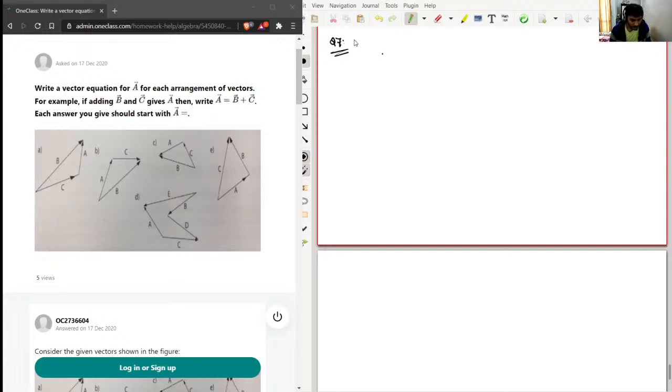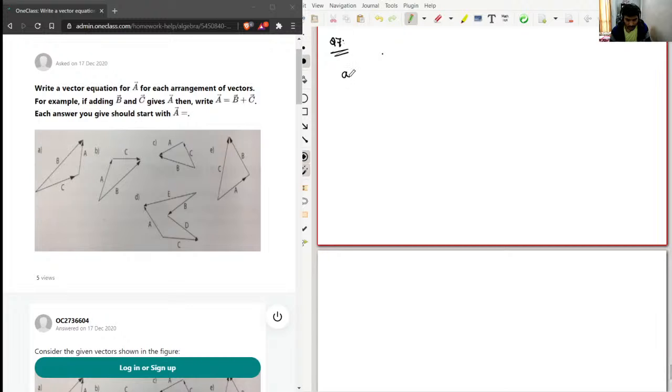So write a vector equation for a vector for each arrangement of vectors. For example, if adding b and c gives a vector, then write a vector equal to b plus c vector. Each answer you give should start with a equal to. Okay, so the thing is that in this problem, we'll just take the vector diagram and we'll go clockwise. So if the tail comes first, then the vector is going to be positive. If the head comes first, the vector will be negative.